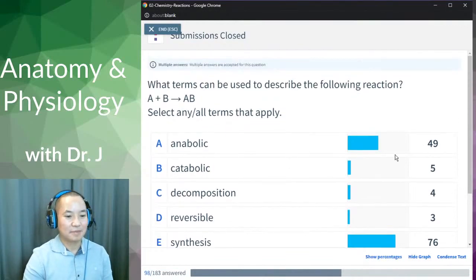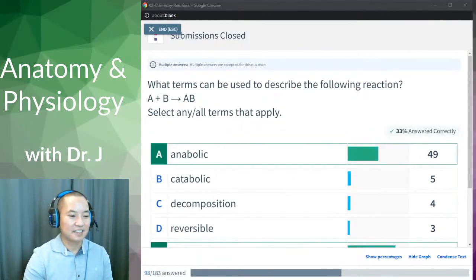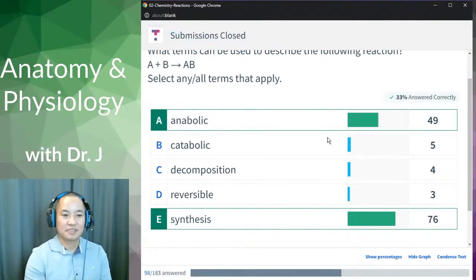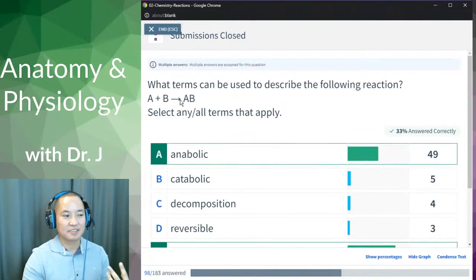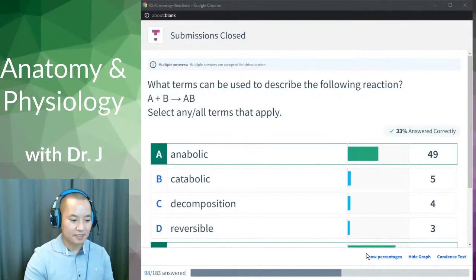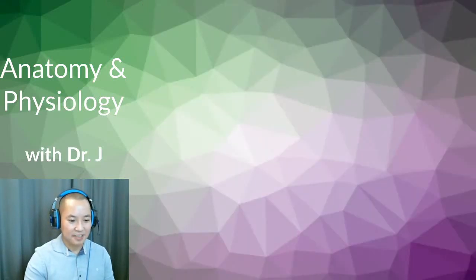Now, is it anabolic or catabolic? Well, anabolic goes with synthesis. With anabolic, you're building something up. So again, you're building a new bond, so it's both anabolic and synthesis. It's not catabolic or decomposition because that's breaking things apart. It's not reversible because look at the arrow right there. I'm only showing one direction. If there was a double-headed arrow, it would be reversible. Okay, all right, so it looks like a lot of you got that.